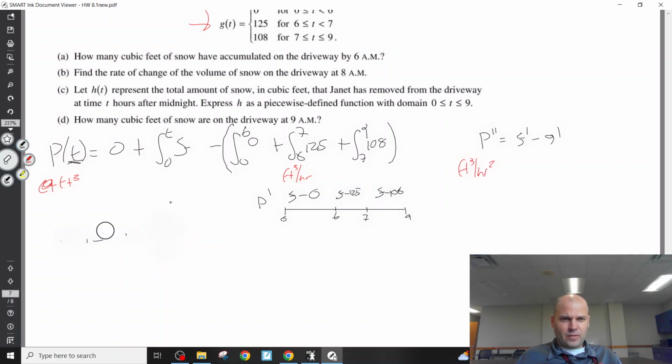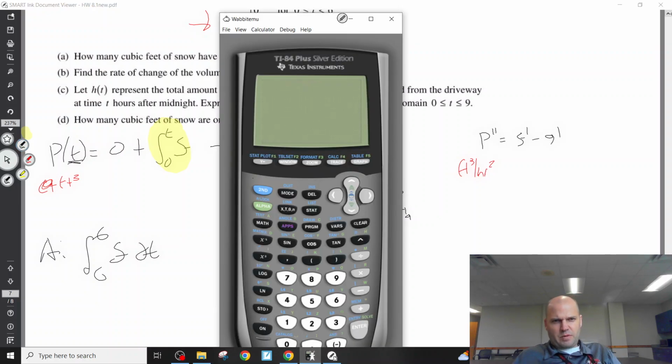Anyways, let's see. Part A. How many cubic feet have accumulated by 6 a.m.? Cubic feet that have accumulated is just going to be the total in. This is my total in, 0 to 6 of y1. Don't put y1, put f. I didn't change my graphs, did I? Nope.